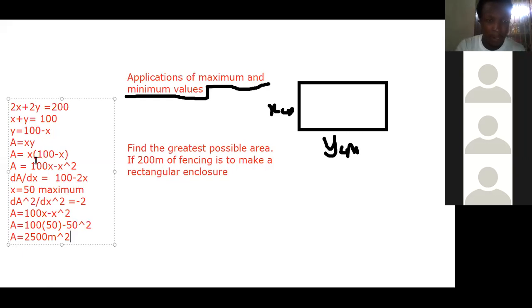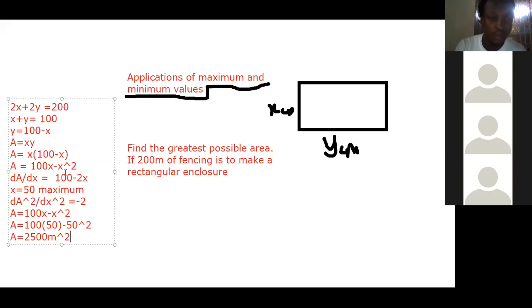Then we differentiate with respect to x, and equate it to 0. Then we find our x value. If you want to know whether the x value we found is a maximum or minimum, we differentiate again. Then we substitute it into our main equation, which is A, because the question says to find the greatest area. So A is equal to this.